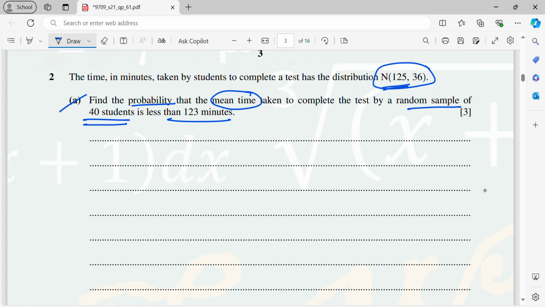Therefore my x bar will be normally distributed. The mean remains, but the variance is no more 36. It will be 36 divided by 40 students, because now you are counting the mean time. So the probability P, mean time less than 123.